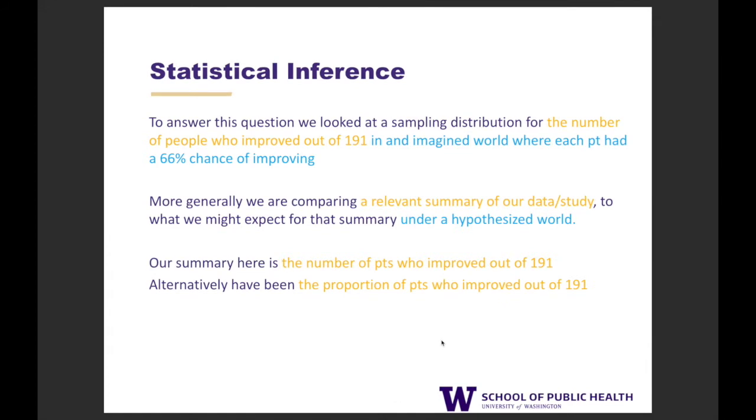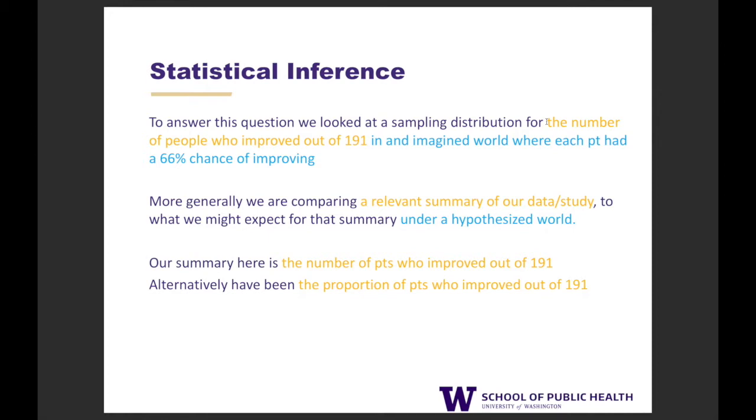Engaging with the statement with the yellow and blue text again, to answer our question about whether remdesivir was effective, we created a sampling distribution, and in gold, we have the quantity that we were looking at in the sampling distribution, the summary of our study or our data. That summary was the number of patients out of our 191 who improved. That is the summary we are interested in. We engaged with that in an imagined null hypothesis world where each patient had a 66% chance of improving.